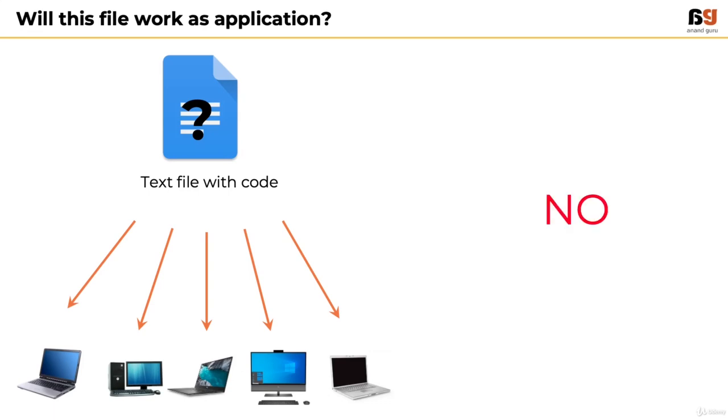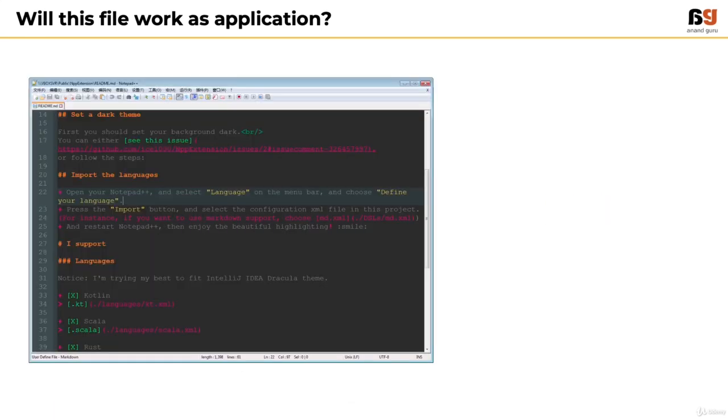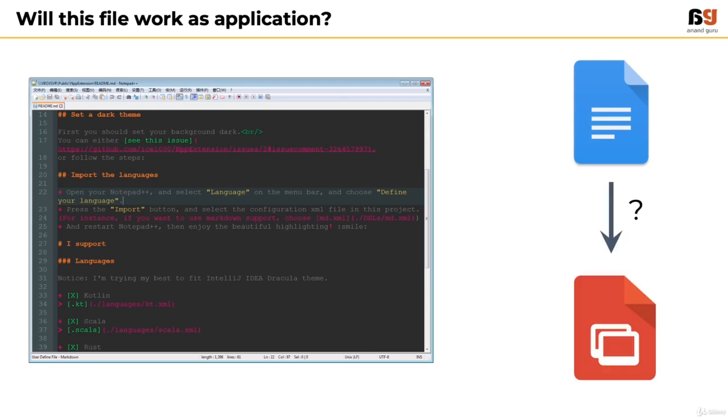Absolutely no. If an end user double clicks on the file, it will just open the set of instructions but does not run as a program. So, in order to make it run as a program, the text file with a set of instructions has to be treated with a special process and made more suitable to run on all kinds of platforms.